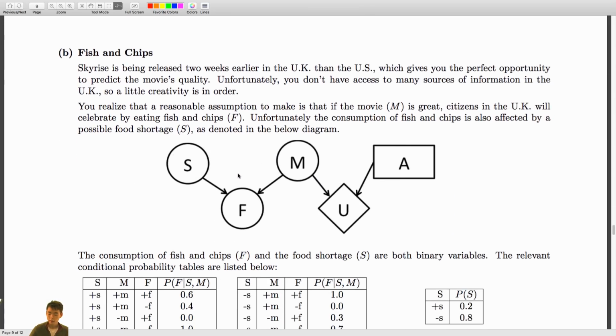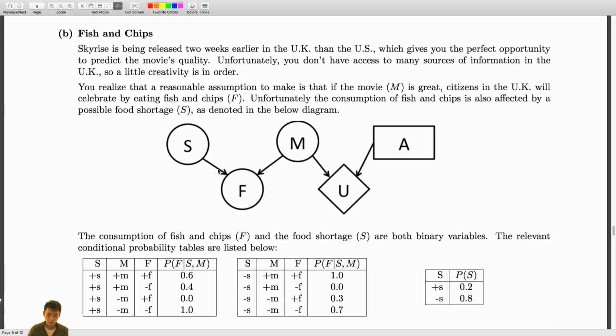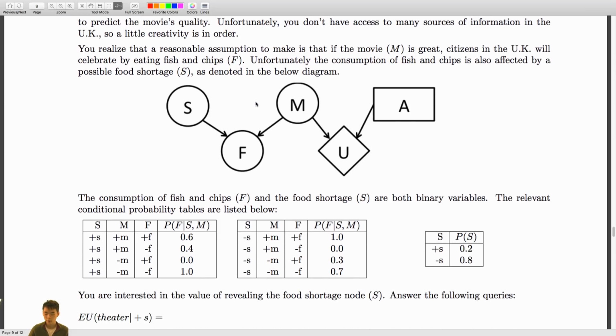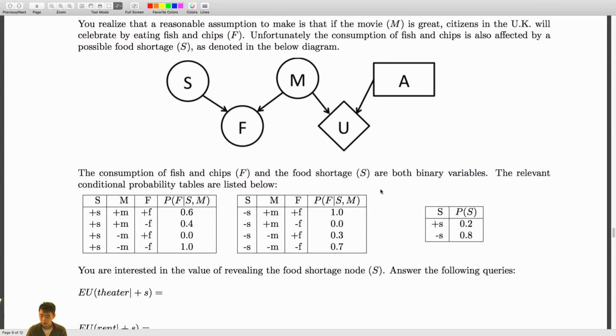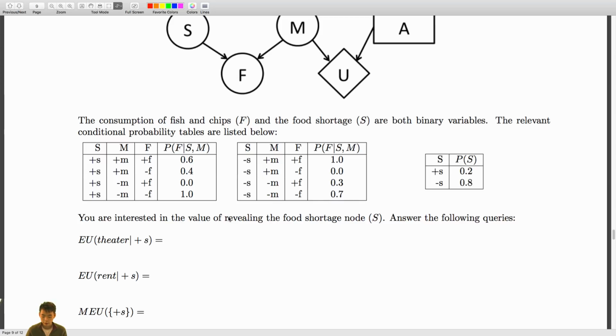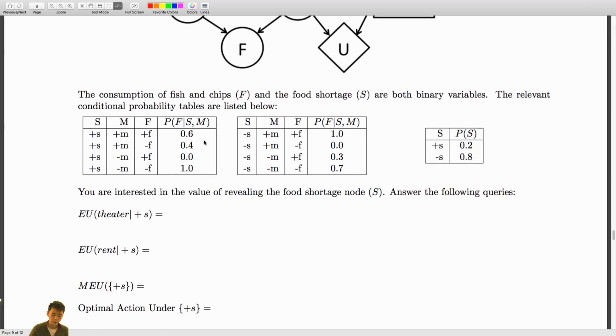Okay, in part B, they've introduced these other variables that let us figure out whether a movie is good or bad. In order to figure out whether the movie is good or bad, we can see if people in the UK eat fish and chips, which is also affected by whether or not there's a food shortage, which is S in the diagram. Okay, and then of course there are the probability tables of each of the scenarios, and we're interested in finding the value of the food shortage node S. So we're trying to find these different quantities.